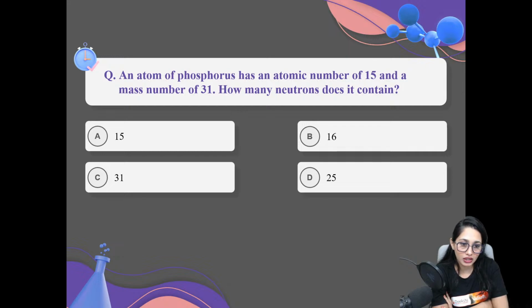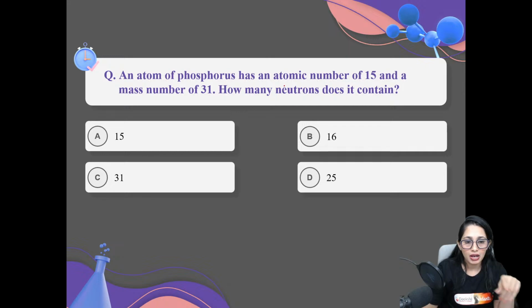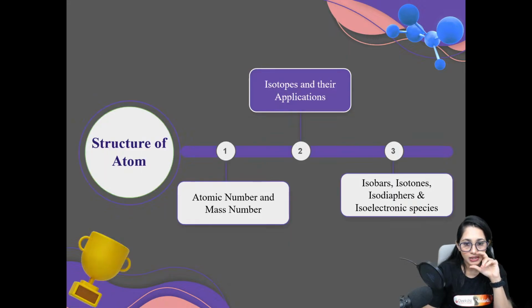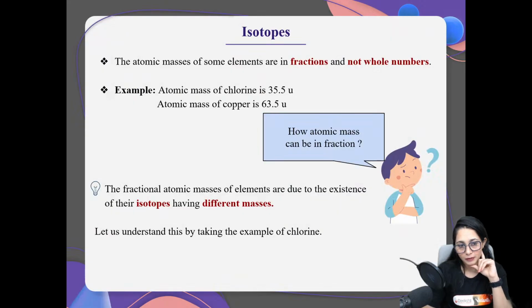What is the answer for this one? How many neutrons does it contain? Atomic number is 15. Mass number is 31. Simple. 31 minus 15. It is 16. Option B is the right answer. Okay. Next. Isotopes and their applications.